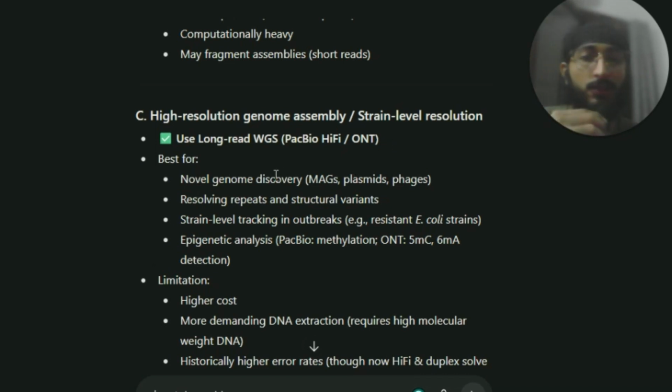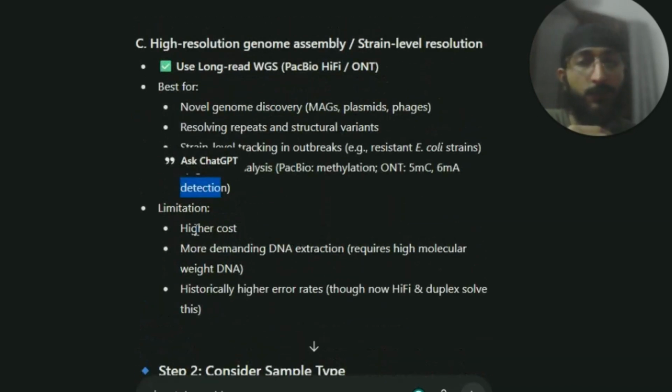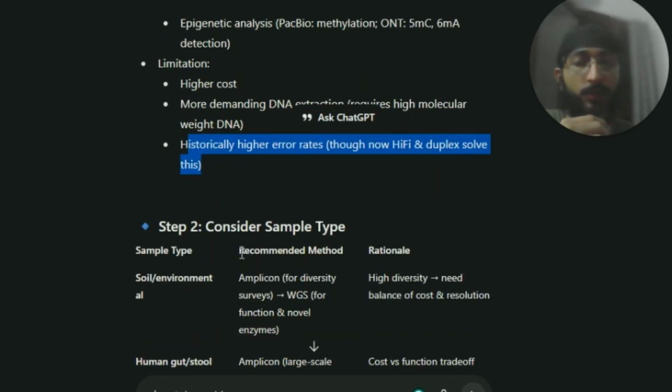So this is best for novel genome discoveries using MAGs, plasmids, phages, etc. Resolving repeats and structural variants, strain level tracking and outbreaks, for example, resistant E. coli strains, and epigenetic analysis. PacBio for methylation, ONT for 5-mC and 6-mA detection. Limitation for this is higher cost, more demanding DNA extraction, requires high molecular weight DNA, and historically higher error rates, though now Hi-Fi and duplex solve this.